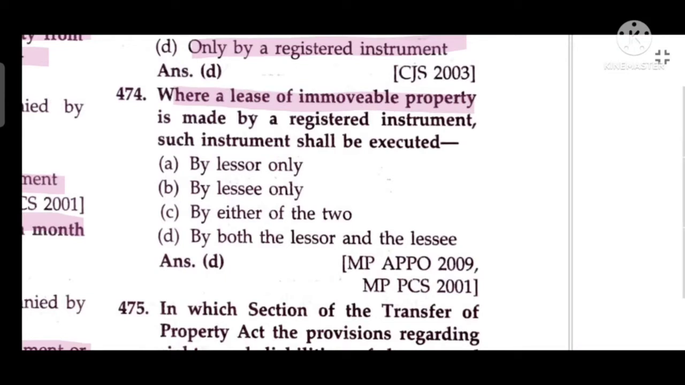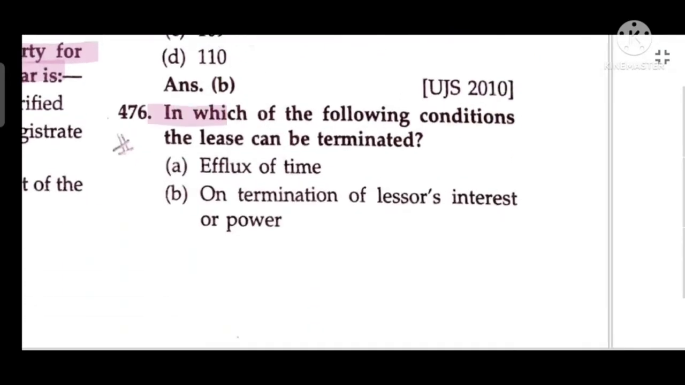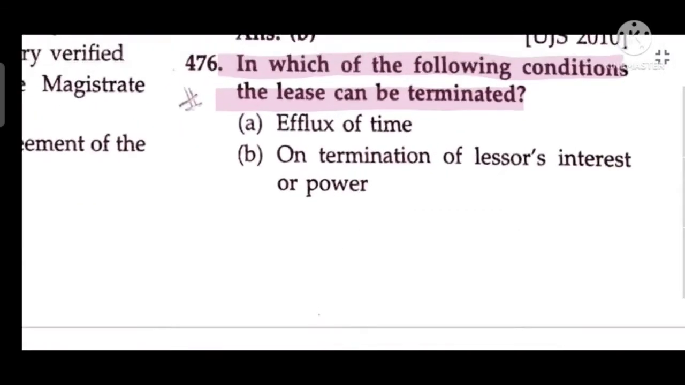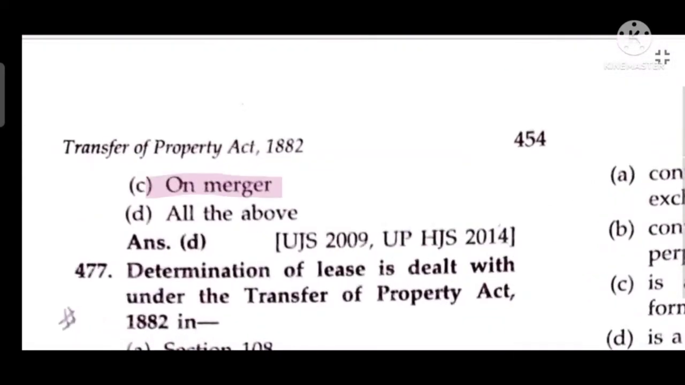Where a lease of immovable property is made by registered instrument, such instrument shall be executed by both lessor and lessee. In which section of the Transfer of Property Act is the provision relating to rights and liabilities of lessor and lessee provided? Section 108. In which following conditions can a lease be terminated? By effect of time, termination of lessor's interest, power, and merger.